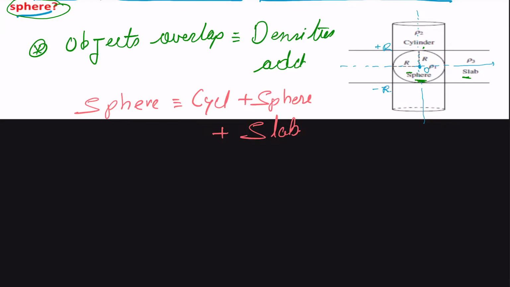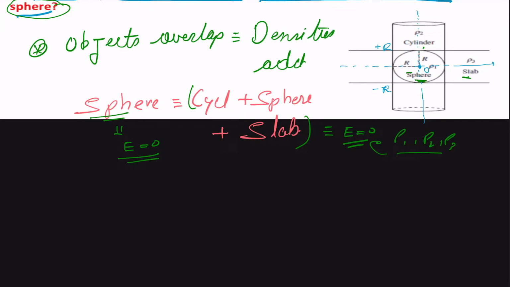The densities are given as rho 1, rho 2, rho 3, and we have to find the condition such that this sphere has a net electric field equal to 0. It means their entire summation should be such that the electric field is equal to 0. We are going to find the relationship between rho 1, rho 2 and rho 3 which gives us that electric field equal to 0. So this is the basic question.